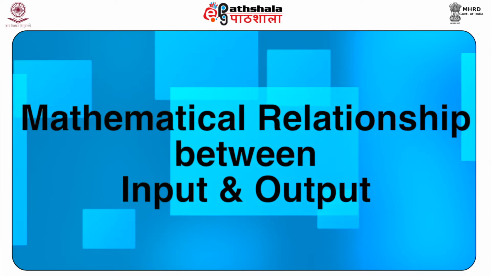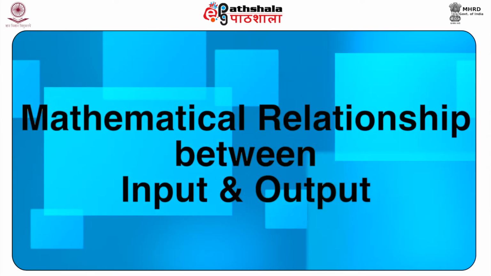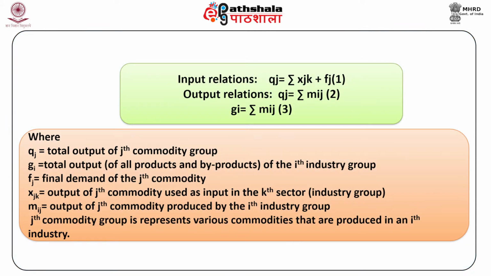Now we can also look at the mathematical relationship between input and output. The input relations are Qj is equal to summation Xjk plus Fj. The output relations can be represented by Qj is equal to summation Mij for all k's, and Gi is equal to summation Mij for all i's and j's, where Qj is the total output for jth commodity group. Gi is total output of all products and byproducts of the ith industry group. Fj is final demand of the jth commodity.